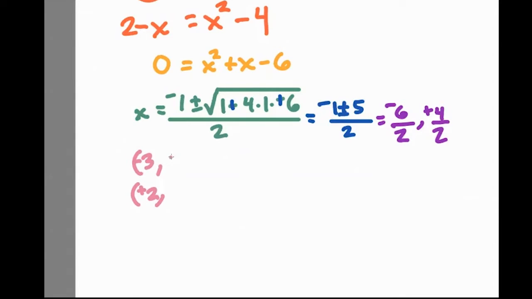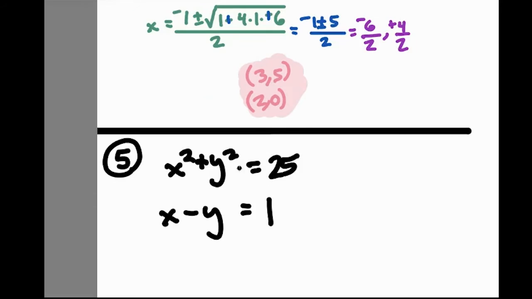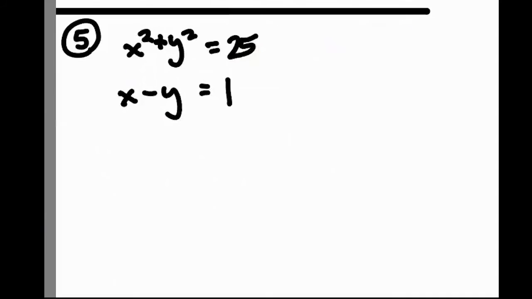+2. So -3. So it's 2 minus -3 is 5. And then 2 minus 2 is 0. So those are the two answers there. 3, 5, and 2, 0. Okay, here's the next one.